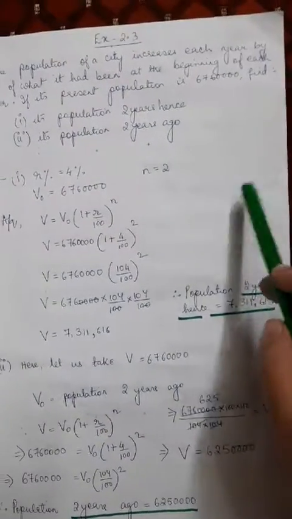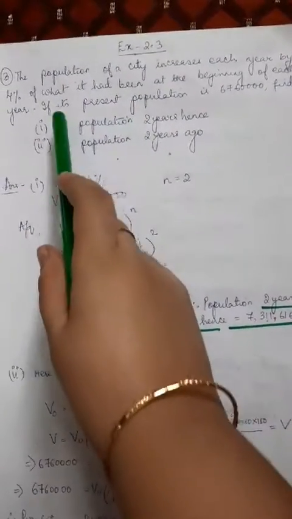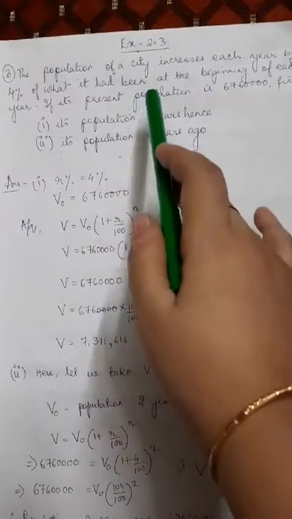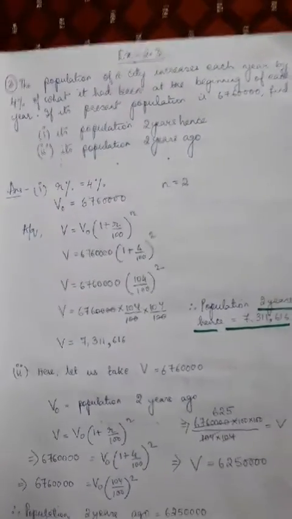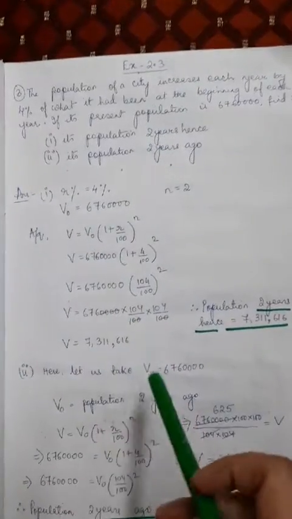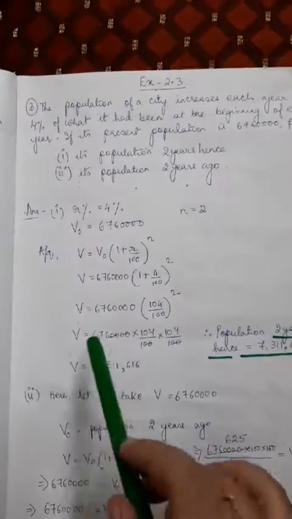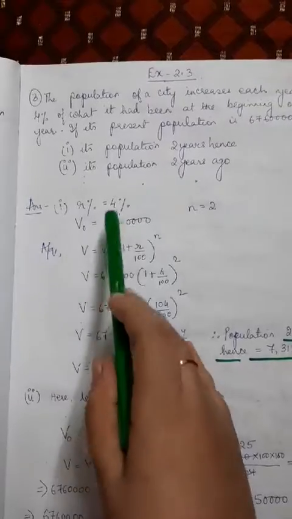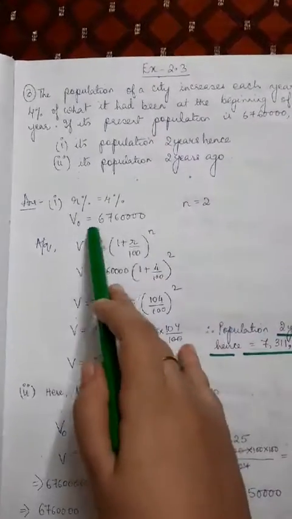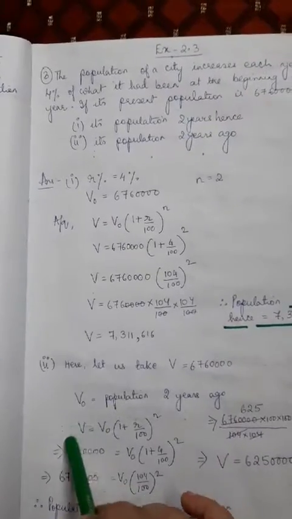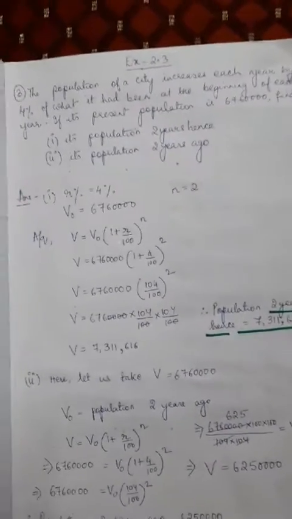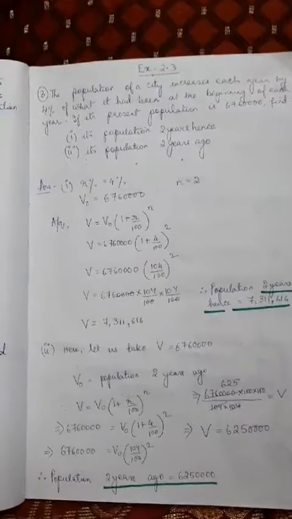It's a very important sum, children. Remember, if you get a question like this where you have to find population 2 years hence, 2 years after, as well as 2 years before, in that case, you'll use the same formula. Only the value will change. In the first part, you will use this as the present population. In the second part, you will use this as the present population. Otherwise, the formula remains as it is.